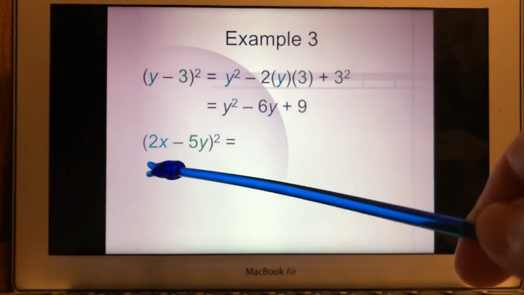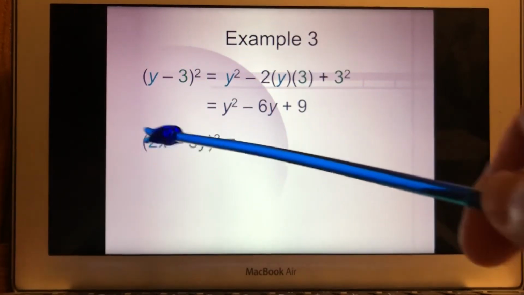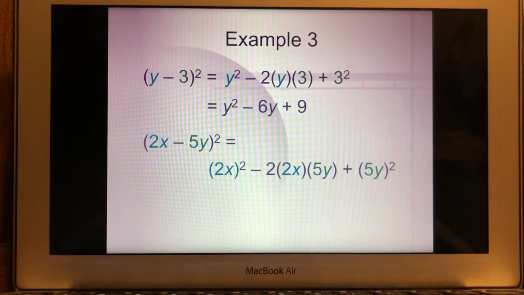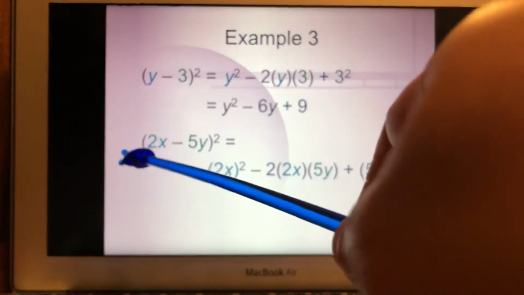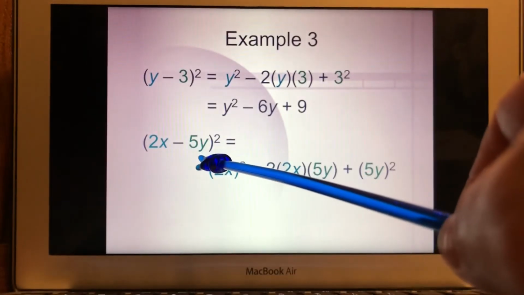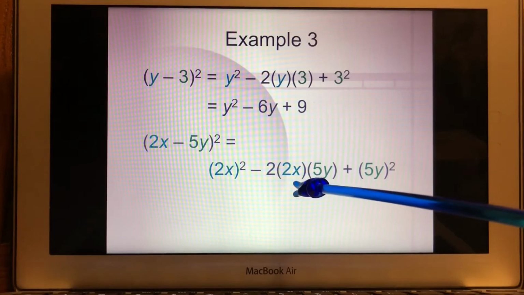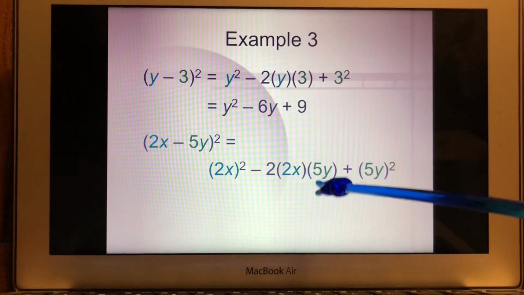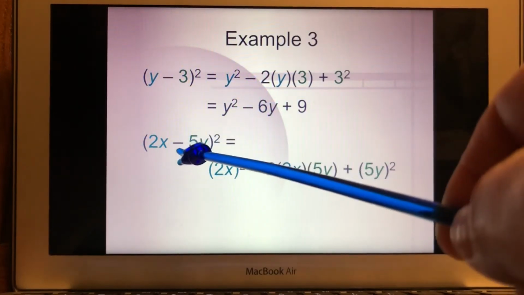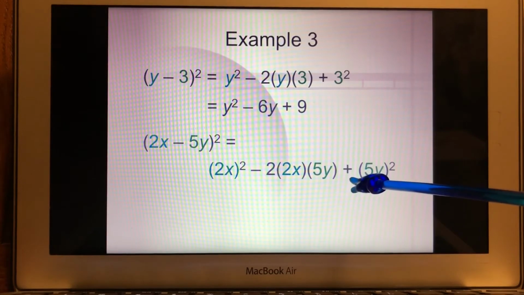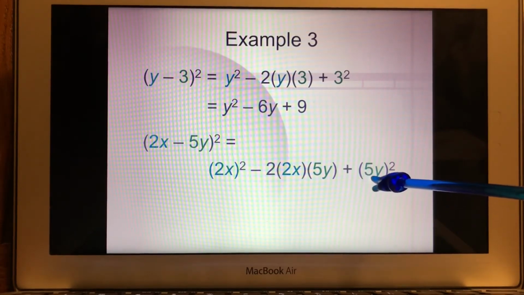Okay, all right, now let's take this and square it. So my first term, 2x, I'm going to square that. And then 2 times 2x times 5y, but minus, negative, right? So negative 2 times 2x times 5y. And then my last term, negative 5y squared, so that becomes positive, right? Because negative times negative becomes positive, and this is 5y squared.